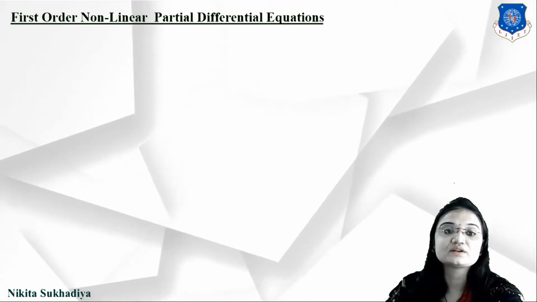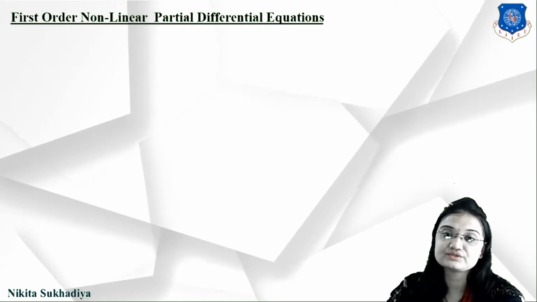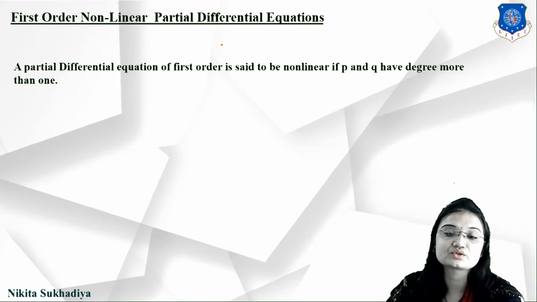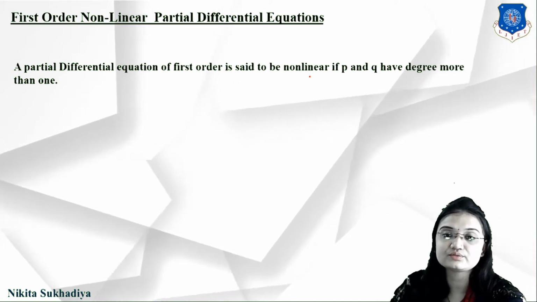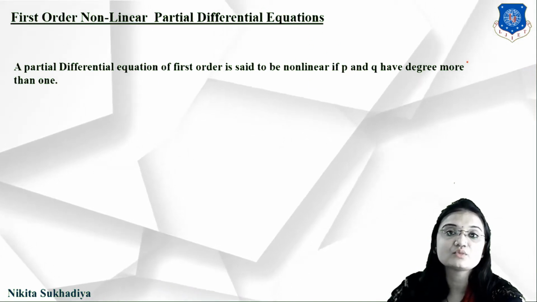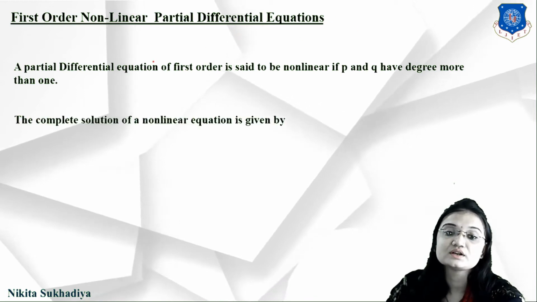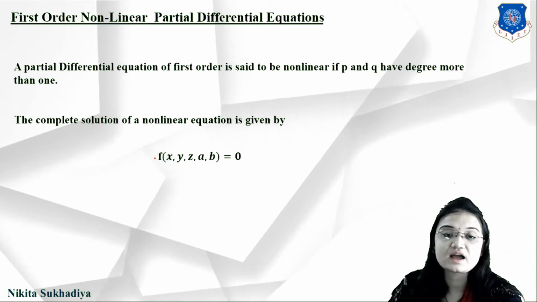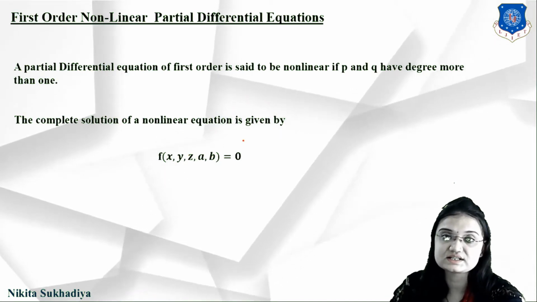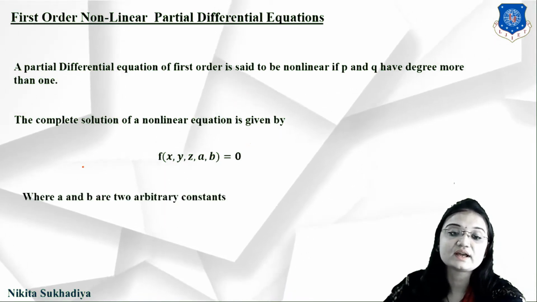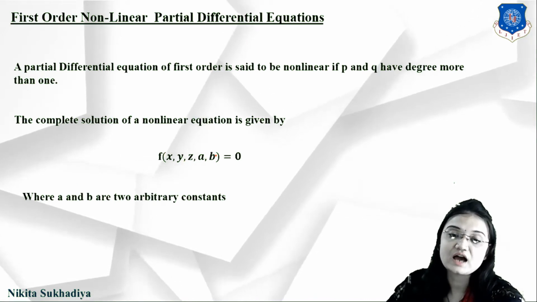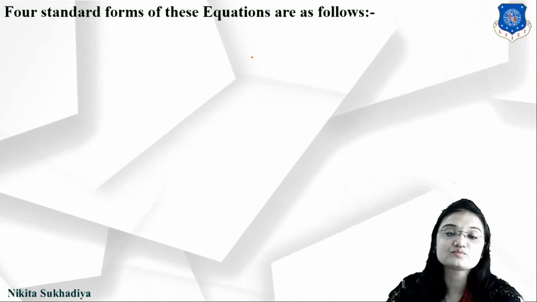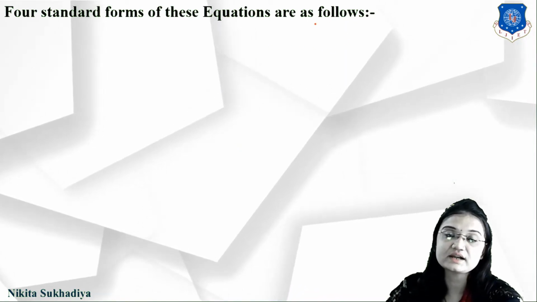So let us understand first order non-linear partial differential equation. A partial differential equation of the first order is said to be non-linear if p and q have degree more than 1. The complete solution of a non-linear equation is given by f of x, y, z, a, b equal to 0, where a and b both are arbitrary constants. There are four standard forms of these equations as follows.